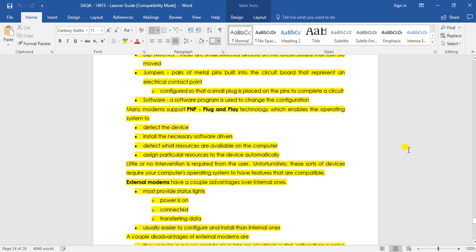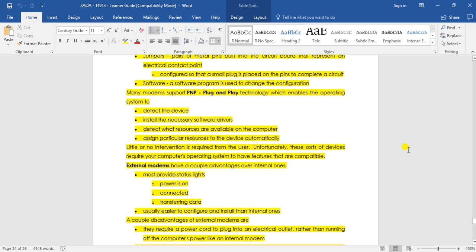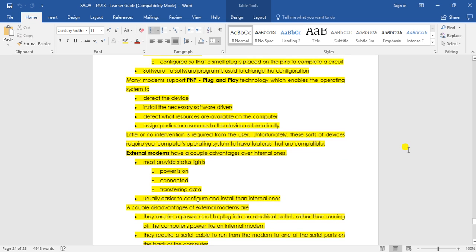Many modems support PnP, plug and play technology, which enables the operating system to detect the device, install the necessary software drivers, detect what resources are available on the computer, and assign particular resources to the device automatically. Little or no intervention is required from the user. Unfortunately, these sorts of devices require your computer's operating system to have compatible features.